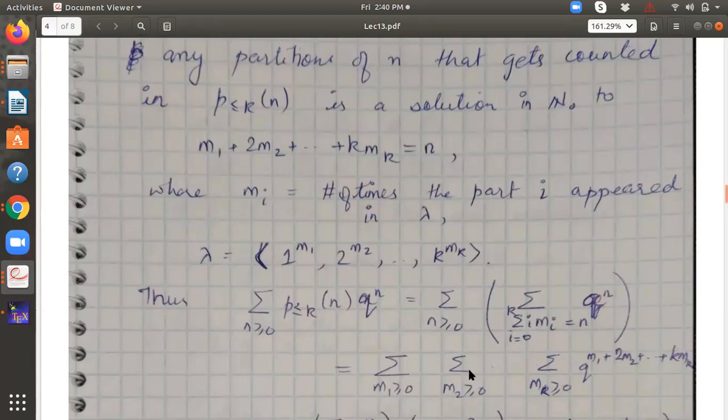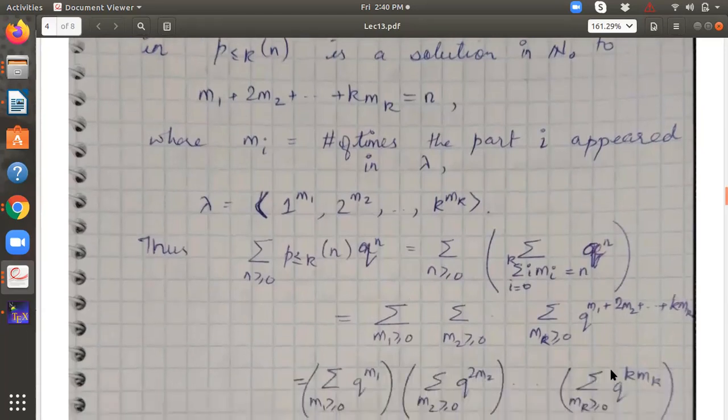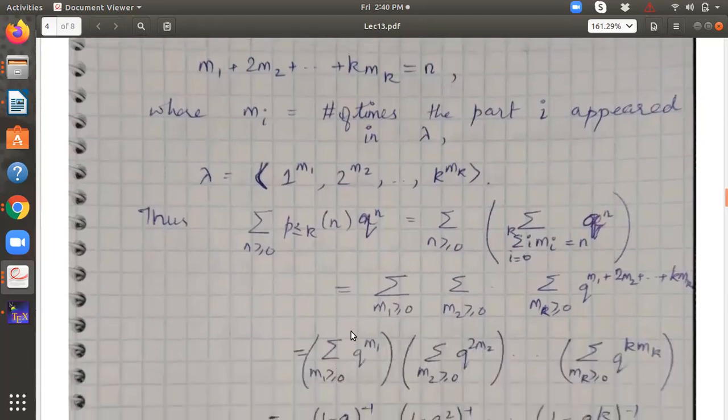And now since this particular summation is free of m1, m3, m4 and so on till mk, so is this free of m2, m3 and so on. So you do this manipulation and you get that this is indeed equal to summation q raised to m1, summation running from m1 greater than or equal to 0, summation q raised to 2m2 and m2 running from 0, and so on, summation q raised to k mk, mk running from 0 onwards.